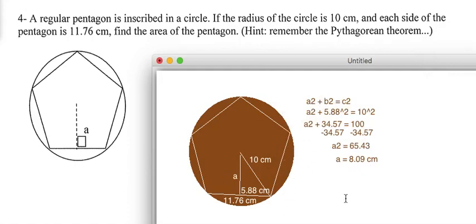And once you have your apothem here, you've done all the hard work doing the Pythagorean theorem. Now it's just a matter of using the area formula. You do number of sides, which is 5, times the side length, which is 11.76, times the apothem, 8.09, divided by 2, and that'll give you your area.